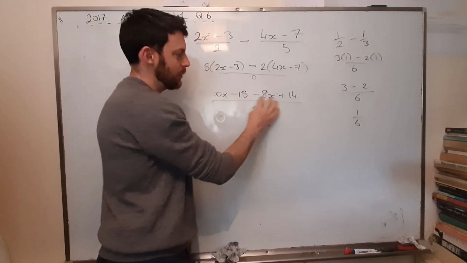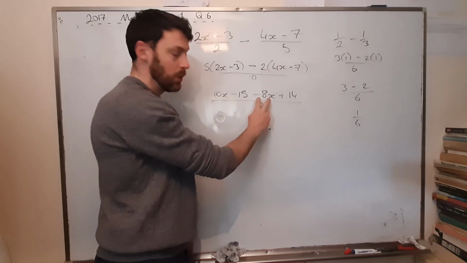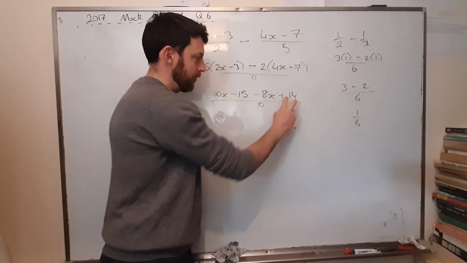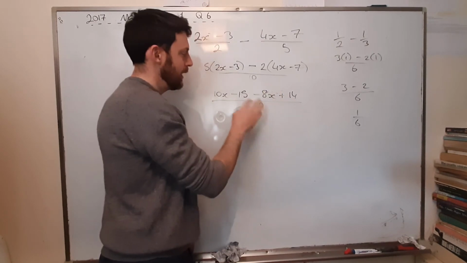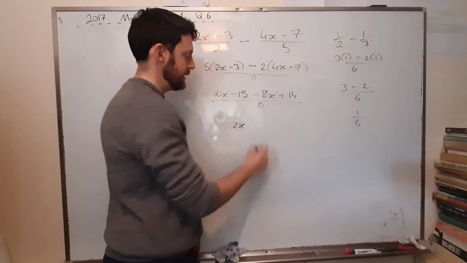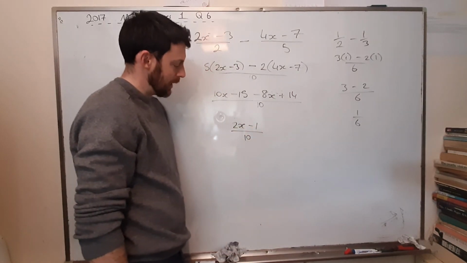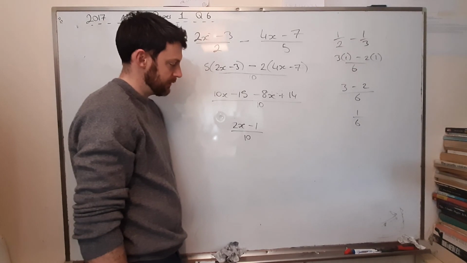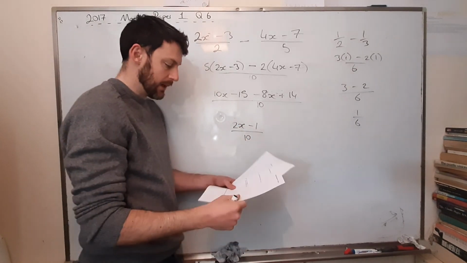So 10x take away 8x. Well, now what I'm doing is the like terms. So the x's will simplify and the numbers will simplify. 10x take away 8x is 2x. And minus 15 plus 14 is minus 1. All of that sits on top of 10. Now I look for any simplification if I can find it. So will 10 go into that and simplify? And it won't. So I have now answered the question.